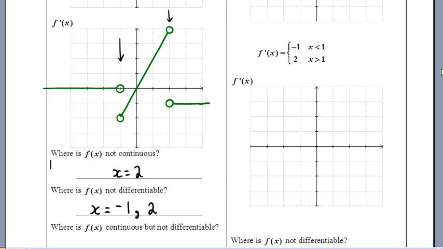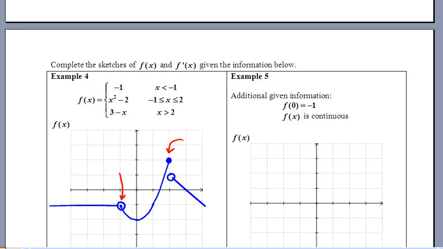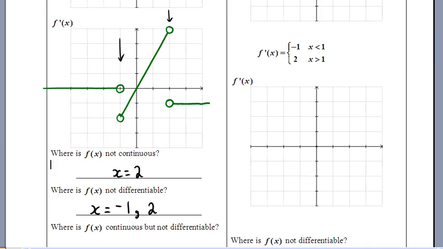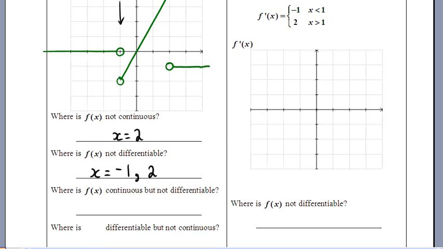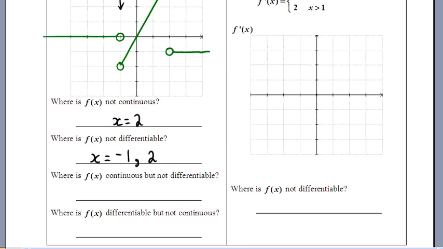Those are places where this upper graph in blue does not have a clear tangent line that I can draw in. It just doesn't exist. So those are places that are not differentiable. Points of non-differentiability. The next thing, where is it continuous but not differentiable? Well, just from looking at the two answers I just wrote down, it looks like it was continuous at -1, but it wasn't differentiable there.